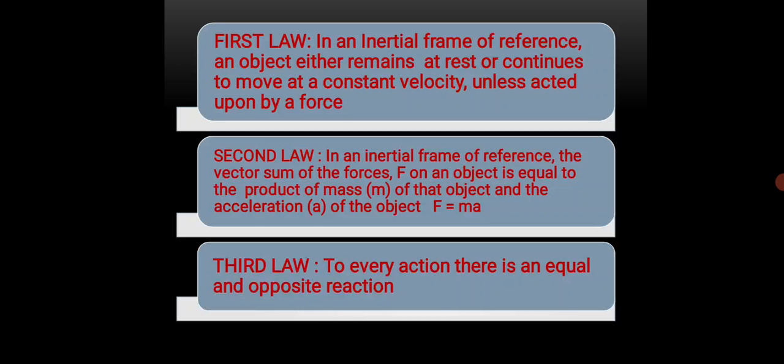The first law states: in an inertial frame of reference, an object either remains at rest or continues to move at constant velocity unless acted upon by a force. The second law states: in an inertial frame of reference, the vector sum of the forces F on an object is equal to the product of the mass m of that object and the acceleration a of the object. That is, F is equal to m into a. The famous third law states: to every action there is an equal and opposite reaction.